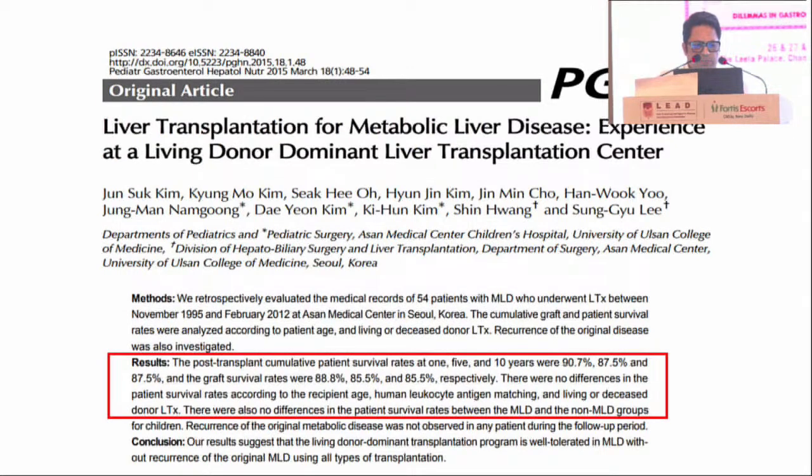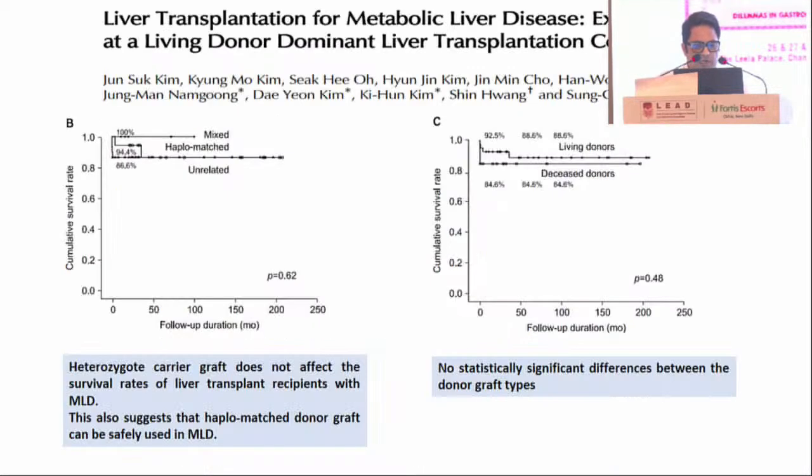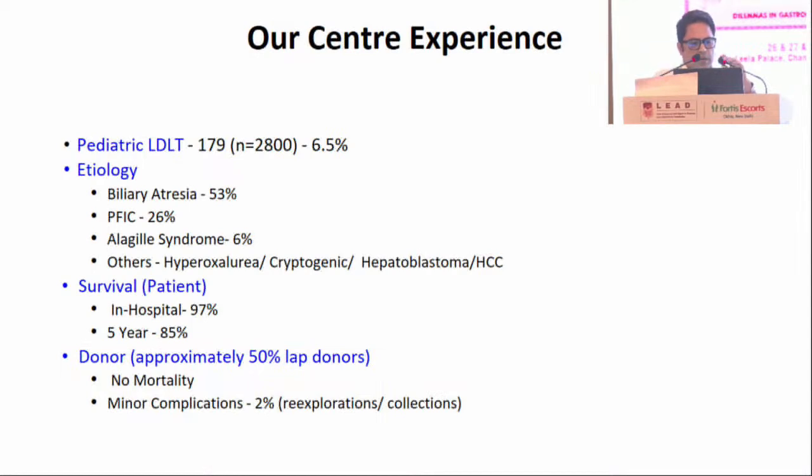So these are some studies of long-term outcomes after pediatric liver transplant, which is touching around 85%, as I alluded to earlier. At our center, we have completed about 180 pediatric liver transplants out of 2,800, which is about 6.5%, mostly for biliary atresias and some cases of PFIC and Alagille syndrome, with an in-hospital survival of 97% and no donor mortality, with 50% of donors being done laparoscopically.